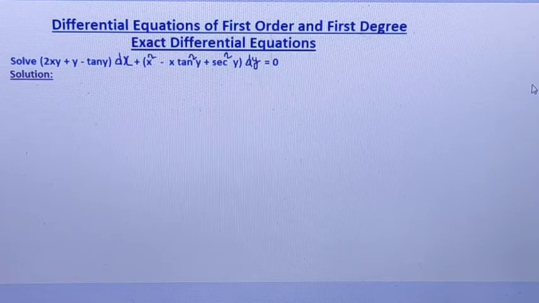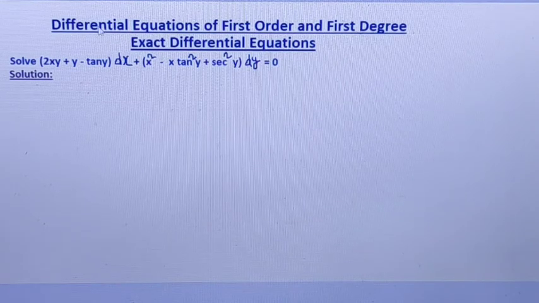Hello students, in this video let us solve one more practice problem on exact differential equations. Let us solve (2xy + y - tan y) dx + (x^2 - x tan^2 y + sec^2 y) dy = 0. Let us call the given differential equation equation 1.